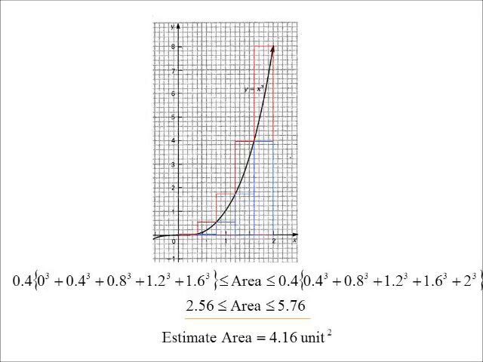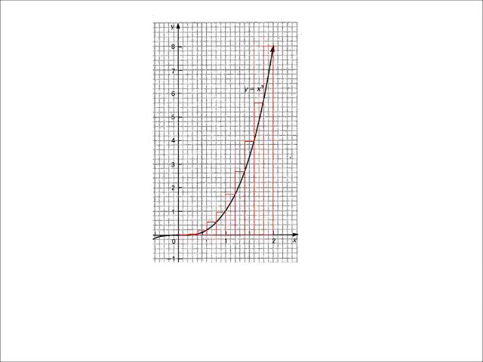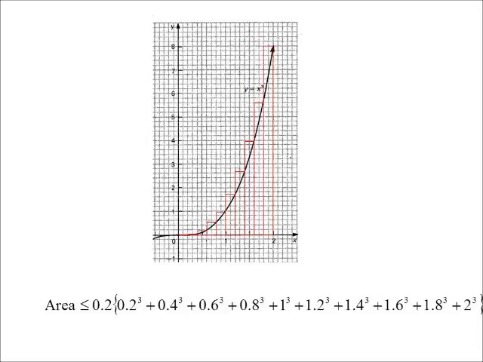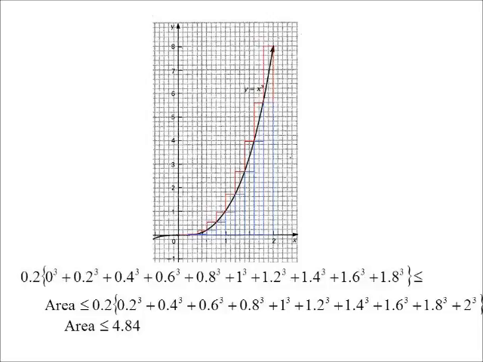Well, if 5 improved it, just imagine what 10 would do. Let's do 10. Okay, come on, where are your rectangles? Hey, there we go. Of course, the width of those is 0.2, and then it's times 0.2 cubed, 0.4 cubed, etc. That gives 4.84. The inner rectangles, keep expanding out. Here they go. And I've now trapped it between 3.24 and 4.84.